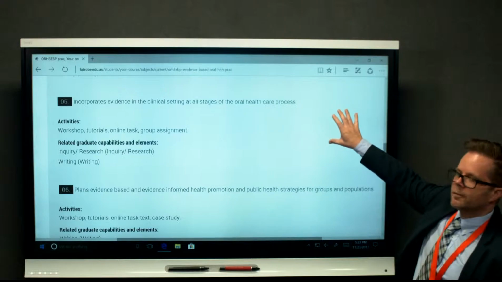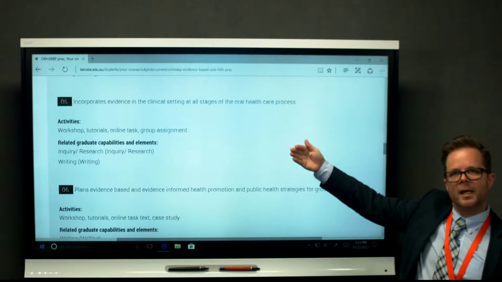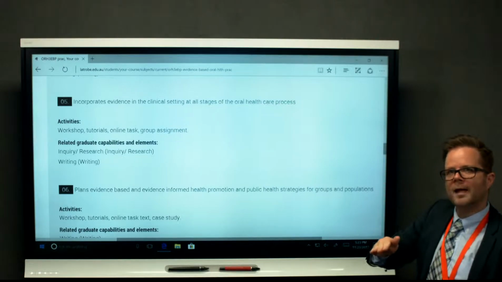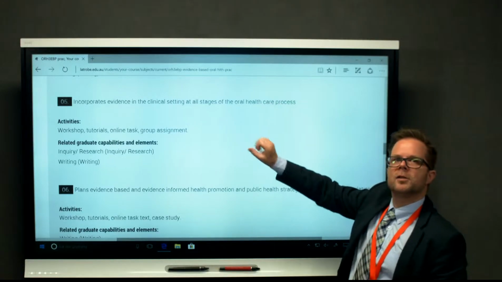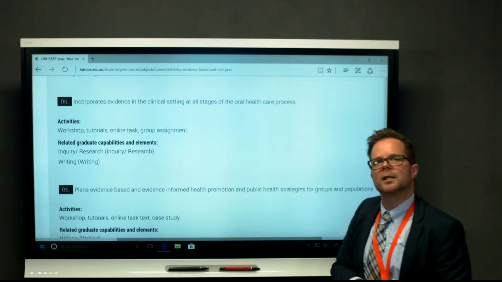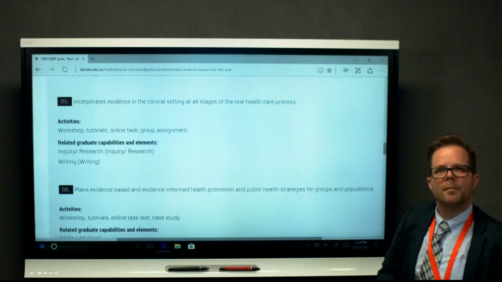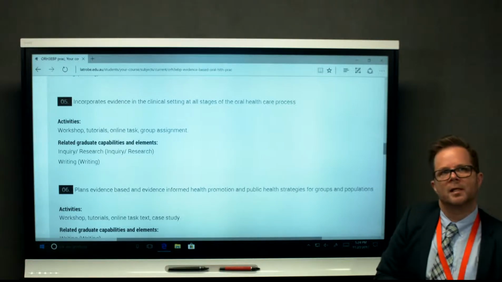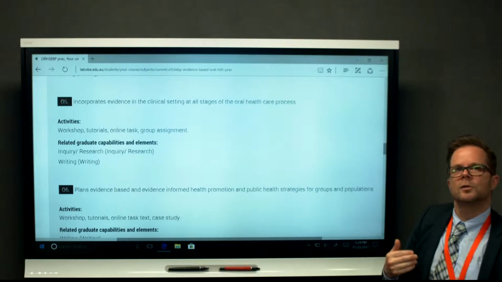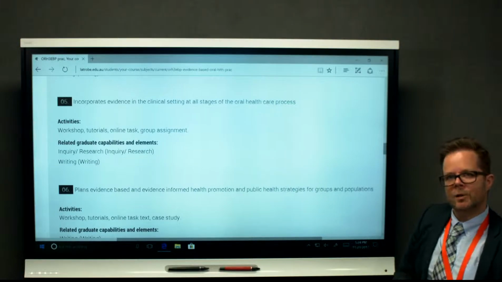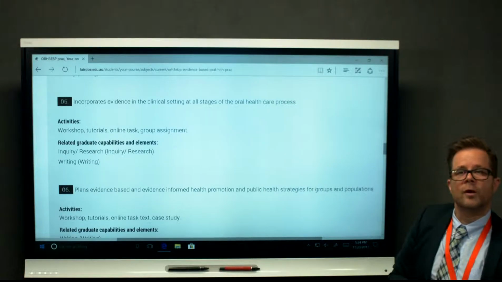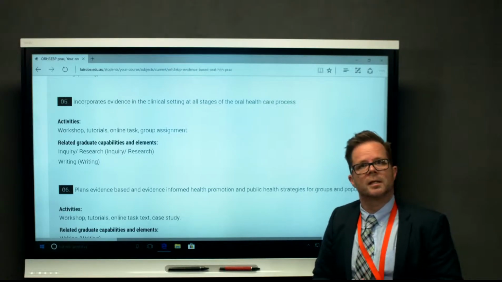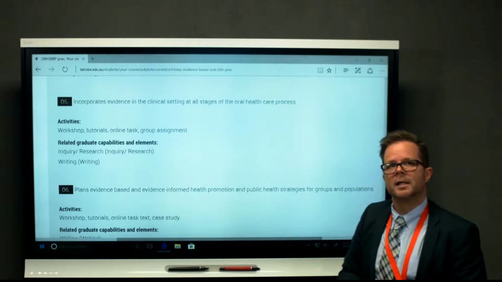Then once we've got our information, we then move to the next step in the evidence-based approach. Remember the 5 A's, and that's apply. So be able to incorporate evidence in a clinical setting. And this is hopefully what you will be able to demonstrate in your clinical placements, that you're able to incorporate evidence into the clinical setting as it relates to the patient care that you're providing, or programs that you're running in different settings, such as the residential care facilities, etc.